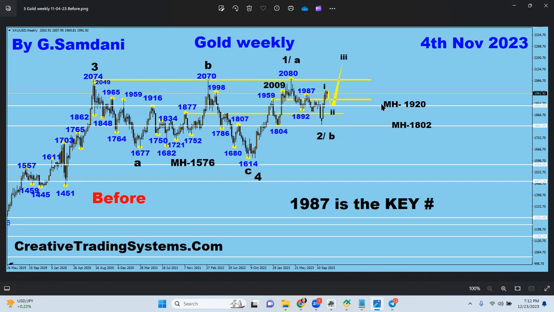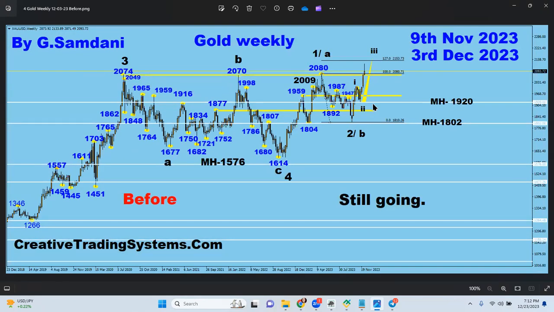Then I said it's going to drop back to 1920 and then go to the upside. And look what happened. Exactly the same thing happened, right? Since then, it's dropping. We went up all the way there and then started dropping.